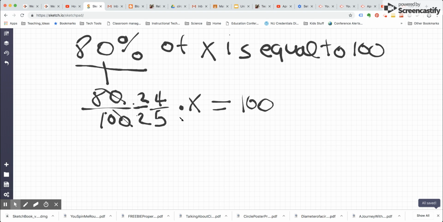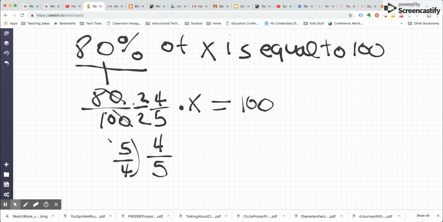Now, to solve this problem, just like we showed you in the earlier video, what we're trying to do is isolate the variable. We do that by getting rid of whatever's next to or adjacent to the variable, 4/5. And the sign is telling me to multiply. So I'm going to do the inverse of multiplication to solve this problem, which is division. And remember, when we divide a fraction, it's the same as multiplying by the reciprocal.